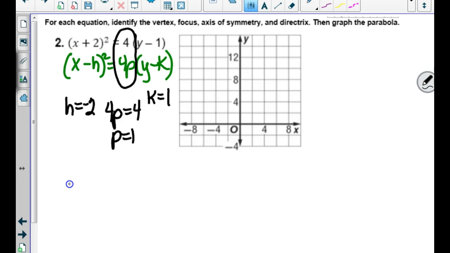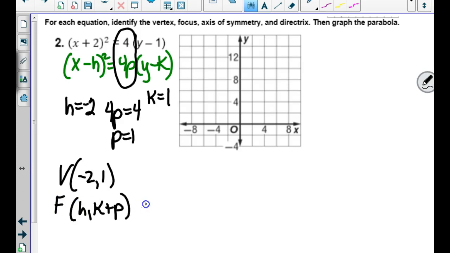Okay, let's just use the recipe this time. Which recipes are we using? The ones on the left or the ones on the right of the sheet? Ones on the left, because it started with x minus h quantity squared. All right, so the vertex is at h, k, which would be negative 2, 1. The focus, it says h comma k plus p. What would that become? H is negative 2, k is 1, p is 1. So we'd end up with a focus at negative 2, 2.